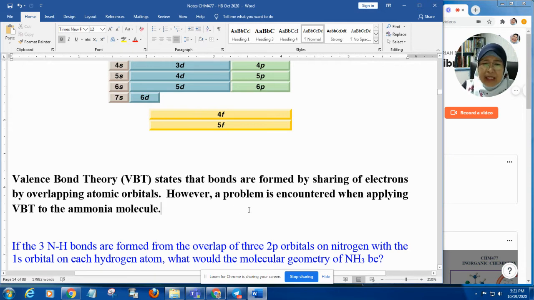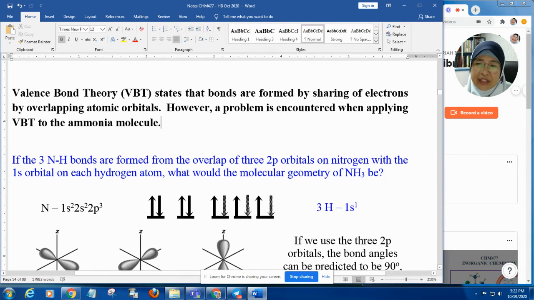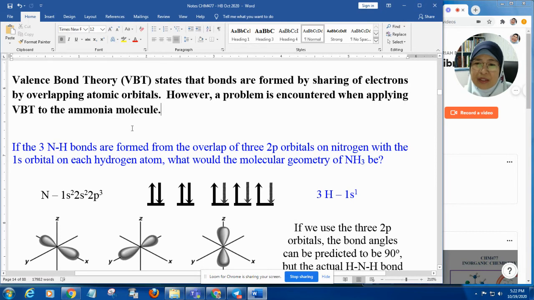However, there is a problem encountered when we apply the valence bond theory to the ammonia molecule. What do people see when they analyze the shape of the ammonia molecule? They find that ammonia has the shape of a trigonal pyramid, a pyramid which has a trigonal base. So how do they rationalize that shape? Because according to valence bond theory, this is not right. That shape seen in the real ammonia molecule cannot be explained by the valence bond theory.